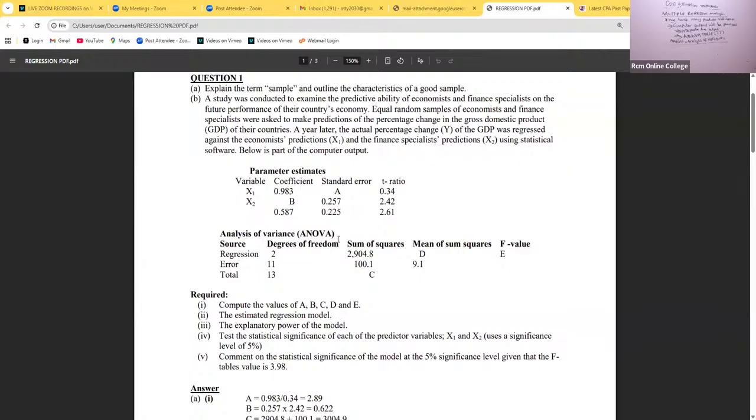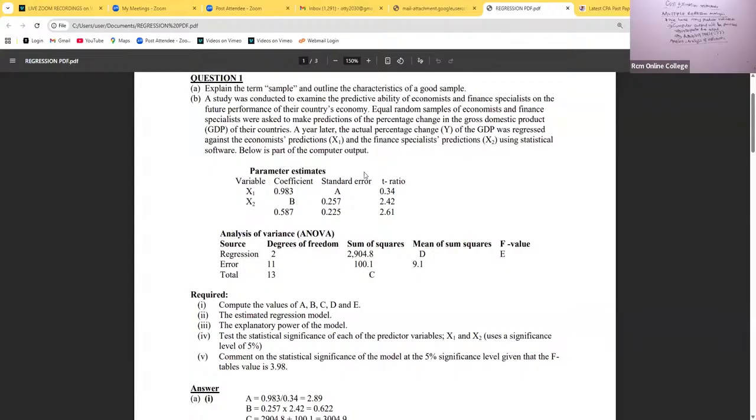So we are told here, a study was conducted to examine the predictive ability of economists and finance specialists on the future performance of their country's economy. Equal random samples of economists and finance specialists were asked to make predictions of the percentage change in GDP of their countries. A year later, the actual change in GDP was regressed against the economist predictions and the financial specialist predictions using statistical software. They'll give you a computer output. So below is part of the computer output. Here there was an error, which I'll correct.